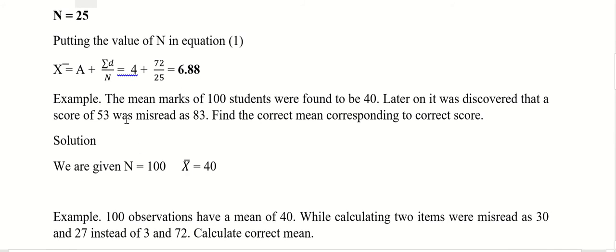So here we have our next question. The question says the mean marks of 100 students were found to be 40. So n is 100 and mean x bar is 40. Later on, it was discovered that a score of 53 was misread as 83. So the actual value should be 53 and it was misread as 83. So find the correct mean corresponding to the correct score. So now we have to calculate the correct mean, right?